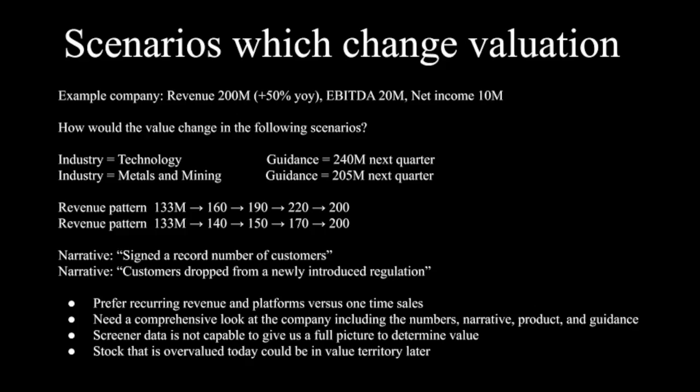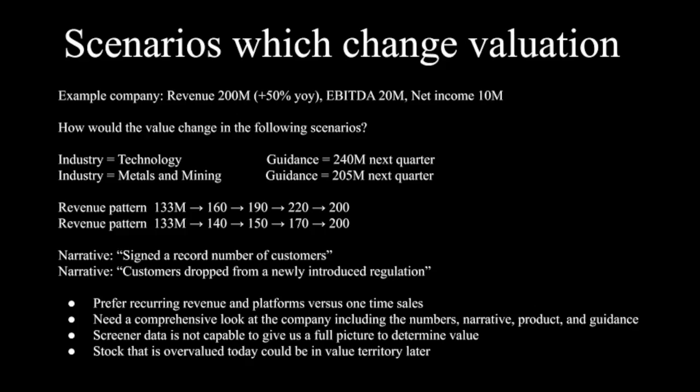What if the guidance for this company was for 240 million of revenue in the next quarter, a 20% increase? Versus what if the guidance was only 205 million in the next quarter? The revenue pattern that a company has over the past year can dramatically alter the valuation of a growth company. In this first example, the revenue pattern goes from 133 million to 160 to 190 to 220, and then drops off a little bit to 200 in the latest quarter. So while revenue is technically up 50% year over year, on the previous quarter, revenue was higher, and it went down 20 million from quarter to quarter.